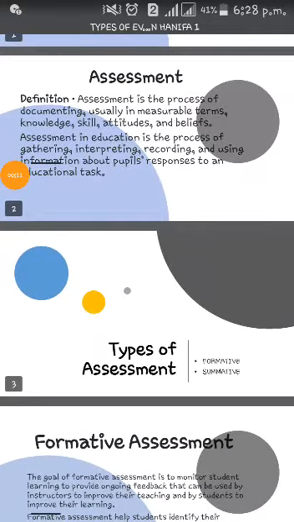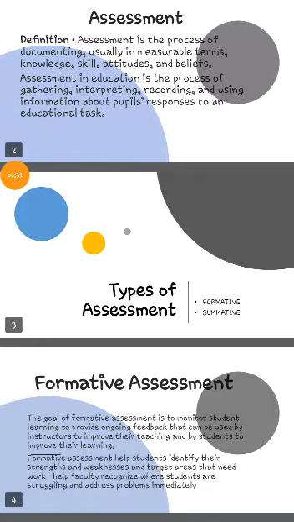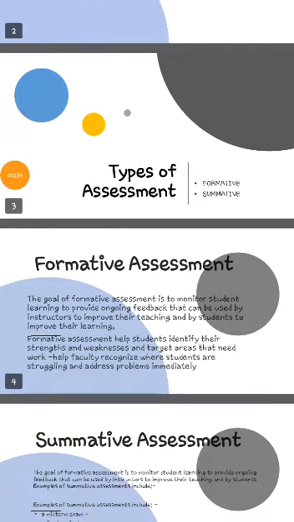Assessment. Definition. Assessment is the process of documenting, usually in measurable terms, knowledge, skill, attitude and beliefs. Assessment in education is the process of gathering, interpreting, recording and using information about people's response to an educational task. Types of assessment. There are two types of assessment. First is formative, second one is summative assessment.